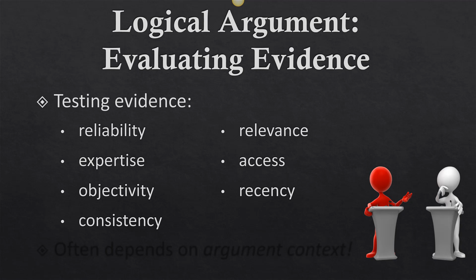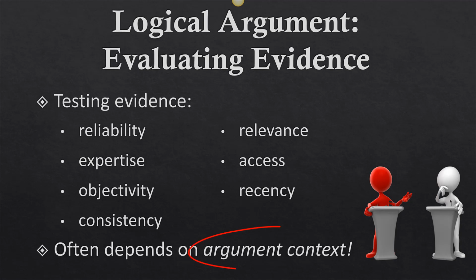And a big takeaway from all of these tests is that whether or not evidence passes the test is often going to depend on the context of the argument. Whether or not a source is relevant, whether a source has the expertise or the objectivity involved, whether or not the information is sufficiently recent or consistent with external sources is going to depend on what we're arguing about and what kind of evidence does or doesn't count in this situation.